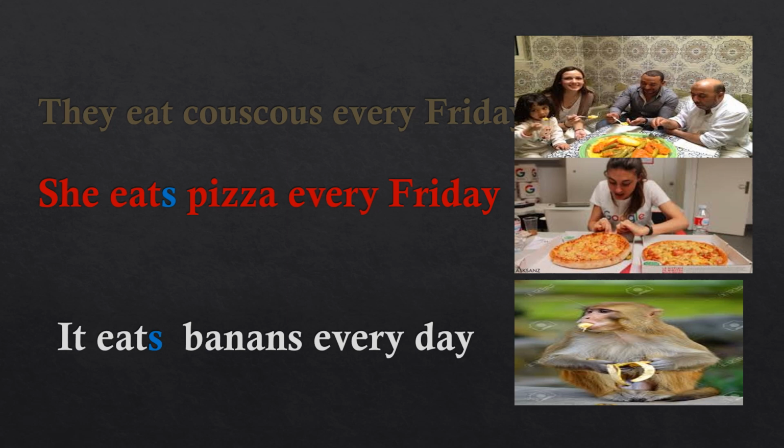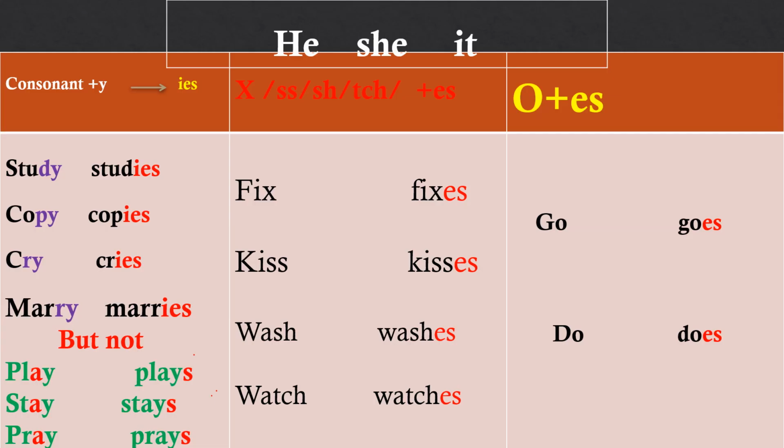Picture number 2. She eats pizza every day. Eats, we have eats with s because we have she. Picture 3. It eats bananas every day. It's a habit. It eats. It is used for animals.